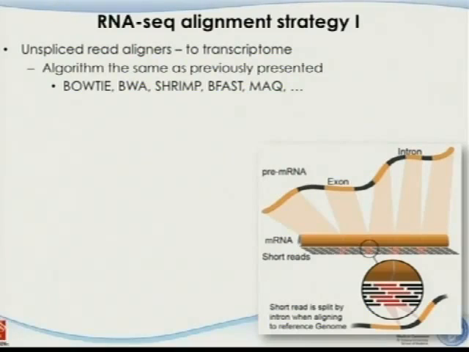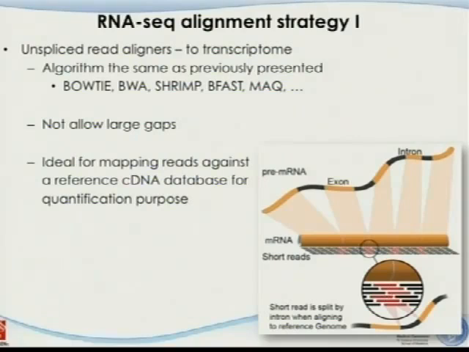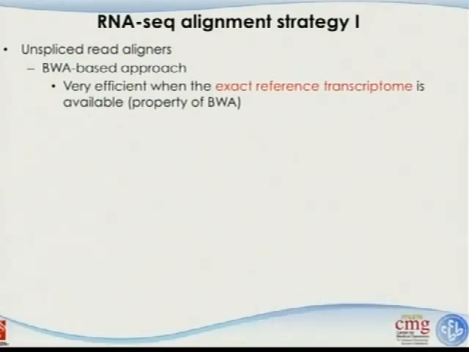The algorithms are the same as previously presented: Bowtie, BWA, SHRiMP. The algorithm is the same, just where you map to is different. Instead of mapping to the genome, you are mapping to the transcriptome. So that's the point. And again, it doesn't allow large gaps. It's ideal for mapping reads against a reference cDNA database for quantification purposes, and it's not good for identifying novel transcripts. We know that because we are aligning my reads against already known transcripts.